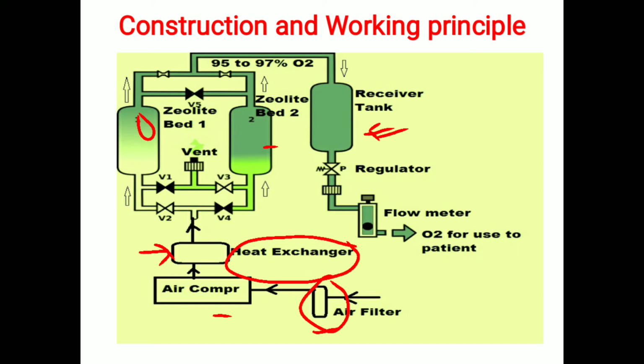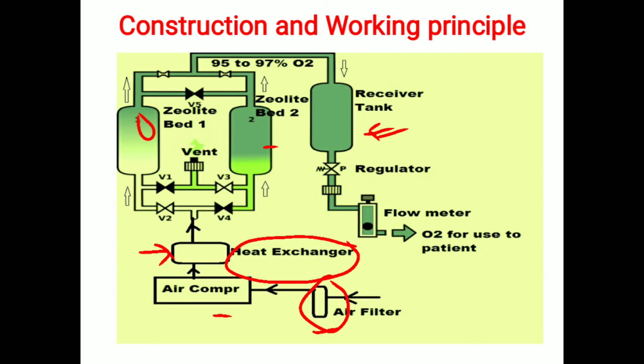If we insert this compressed air at high temperature directly inside this zeolite bed, then it will decrease the efficiency of the zeolite bed. So to avoid this, we first remove the heat of the compressed air, making it cooler, and then pass that cooled air inside this zeolite bed. Then this air enters inside the zeolite bed.